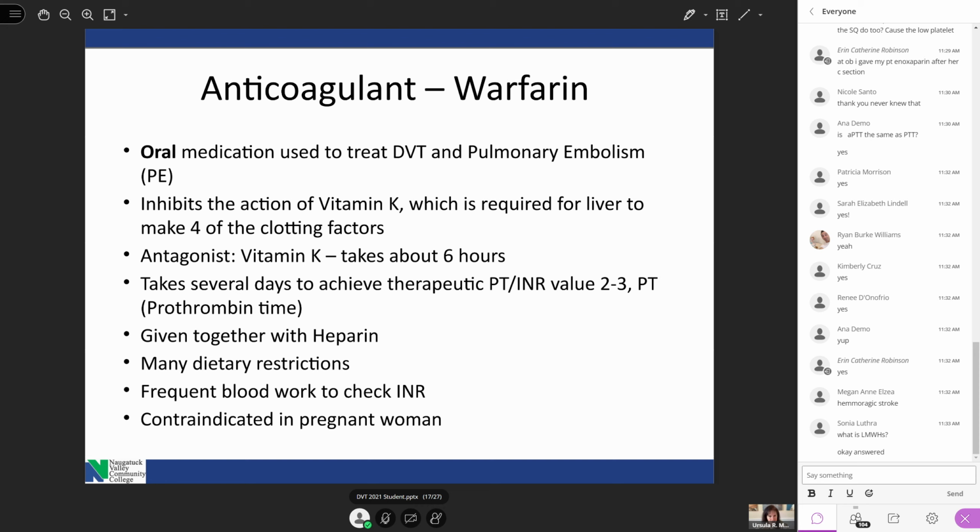It takes several days to achieve this therapeutic level. That's what I was talking about. We start the patients on IV heparin. We give them Coumadin at the same time. We want to bridge the two together so that by the time the patient is therapeutic with Coumadin, their blood value, which is extremely important, is between 2 and 3, their PT-INR.